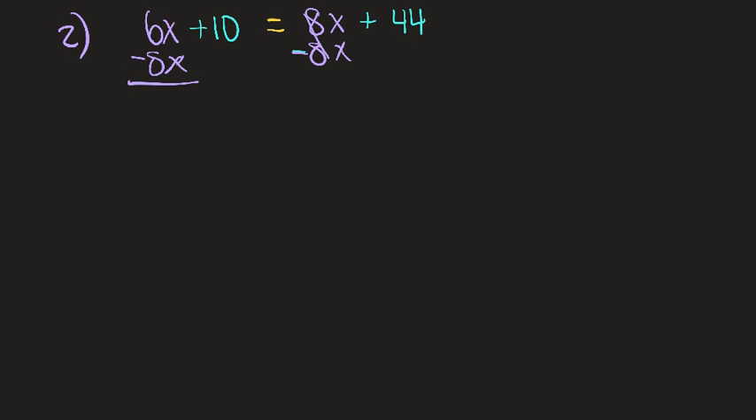6 minus 8. We're used to seeing it look like this, 6 minus 8. That makes negative 2, negative 2x. Rewrite the question: negative 2x plus 10 equals 44. Now I need to move these blues to this side, these numbers, so that they are on the same side as other numbers. I'm going to pause the video and you should be able to finish it from here.